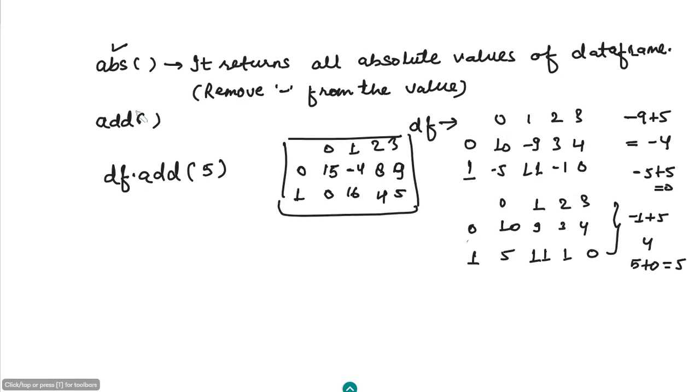So the output will be, see this, same as you can call sub method for subtracting the values with these values of the data frame, and multiply, and div, floor division, and just do it now.